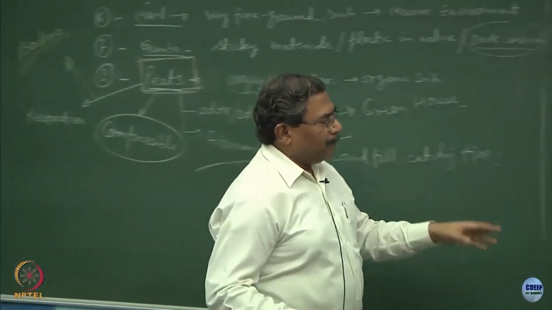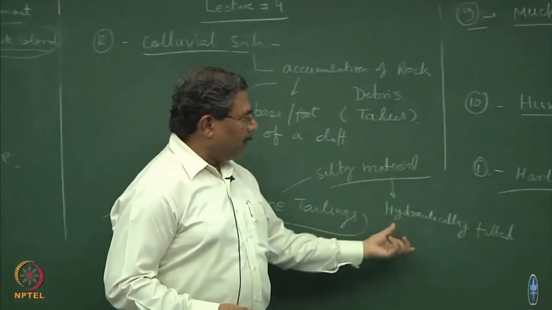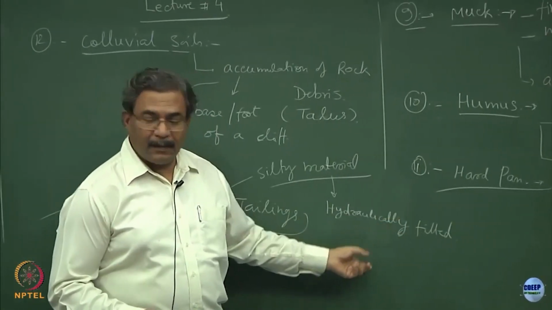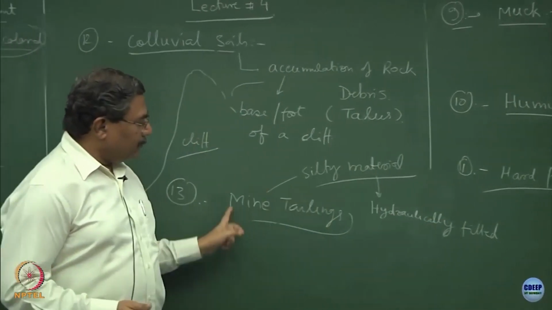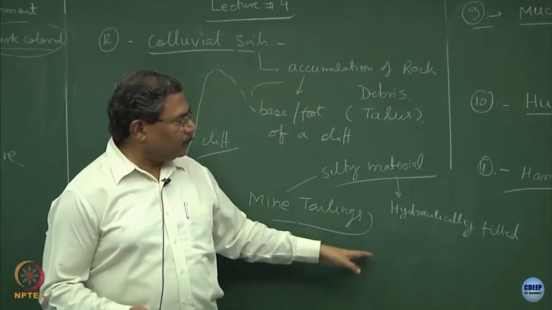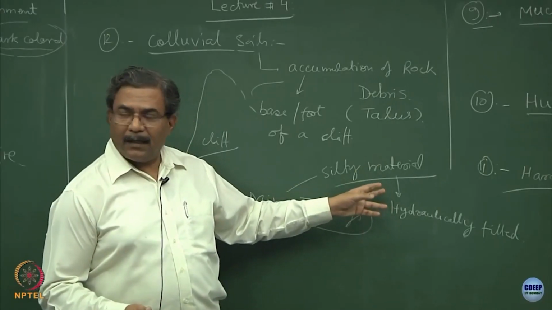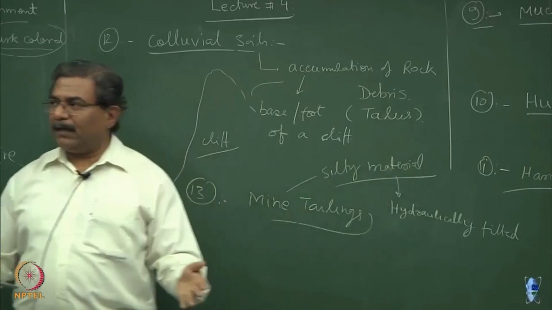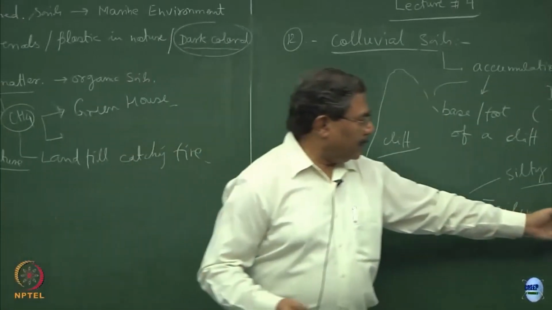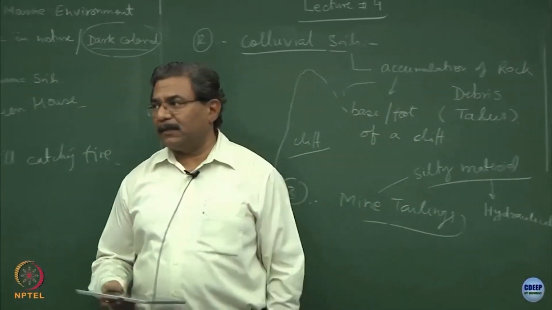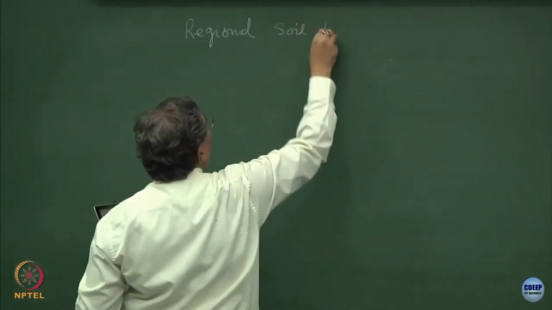So, I will take a pipe, I will mix the soil, I will pump it, I will fill up the land. The mine tailings which are coming out of the industrial process, very fine particles, I will deposit them in ponds there, hydraulically this becomes mine tailings. Clear? Lot of similarities are there.